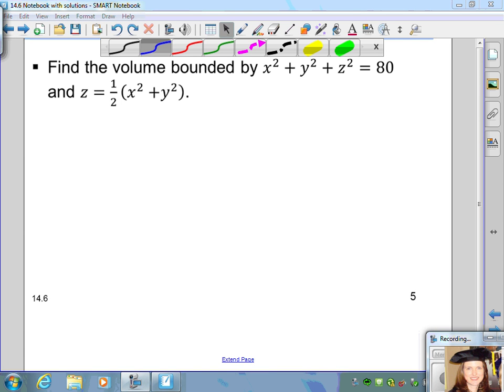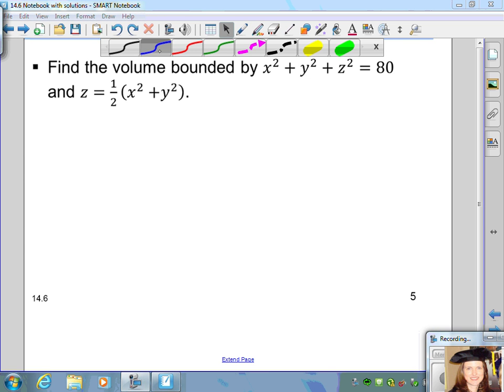Let's find the volume bounded by x squared plus y squared plus z squared equals 80 and z equals 1/2 the quantity x squared plus y squared. Let's first look at sketching the graph and identifying the region that is bounded by both of those.